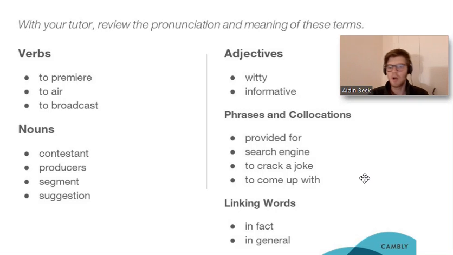Adjectives. Witty. Witty is someone who is funny, but they're not just funny, they're also clever, they're smart. They are able to say something which is really appropriate for the moment. So someone who can see some situation and right away they can say something and it perfectly captures the situation, and it's probably a bit funny as well. So it's funny and clever.